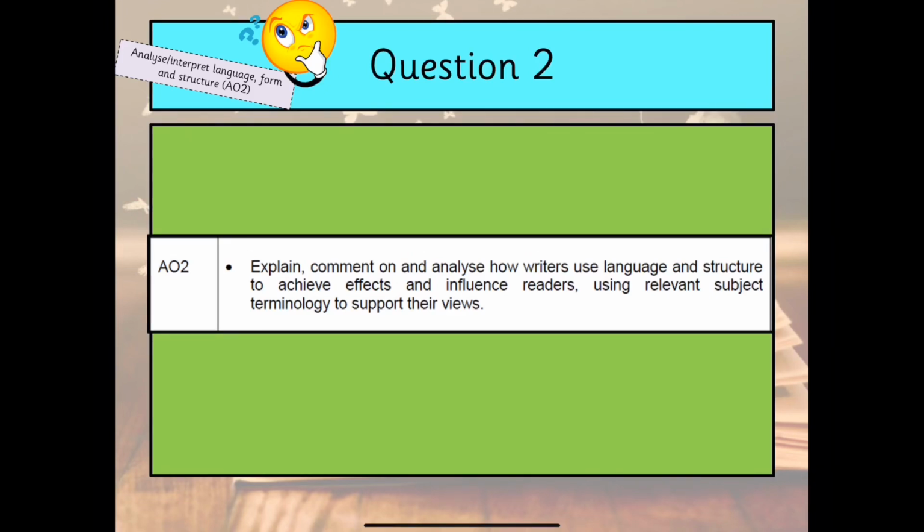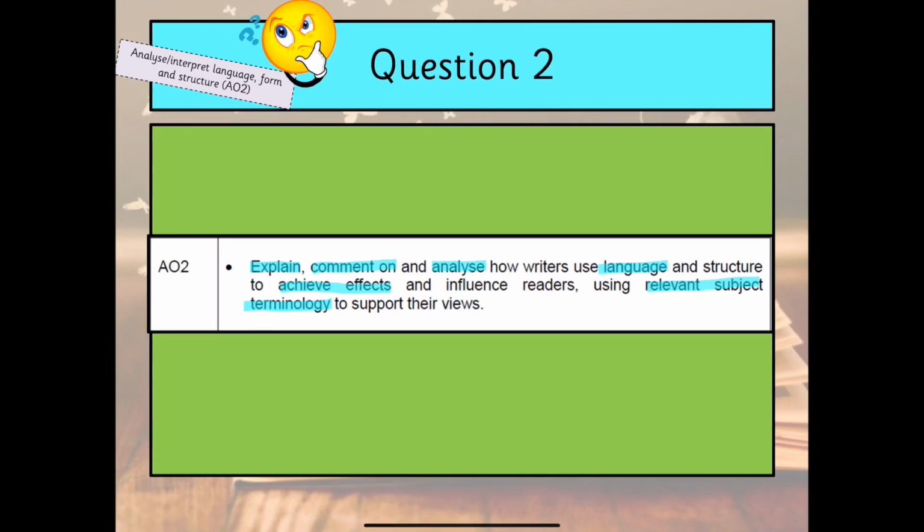Students are required to explain, comment on and analyse how writers use language and structure to achieve effects and influence readers, using relevant subject terminology to support their views. Now the key words here are explain, comment on, analyse, language. We're going to ignore structure for now because that half of AO2 is assessed in question 3, so we're just going to focus on language. We are looking at how it achieves effects, and we're also looking at the relevant subject terminology.